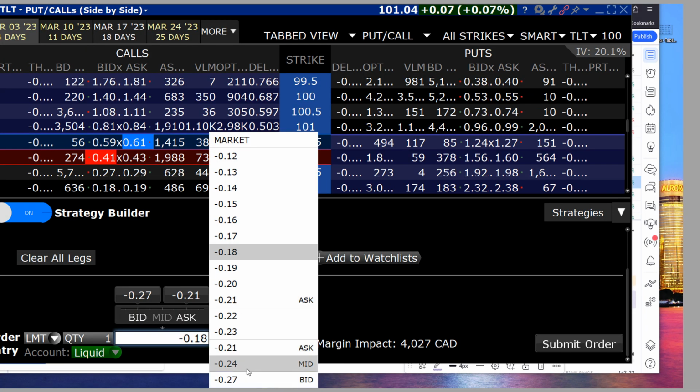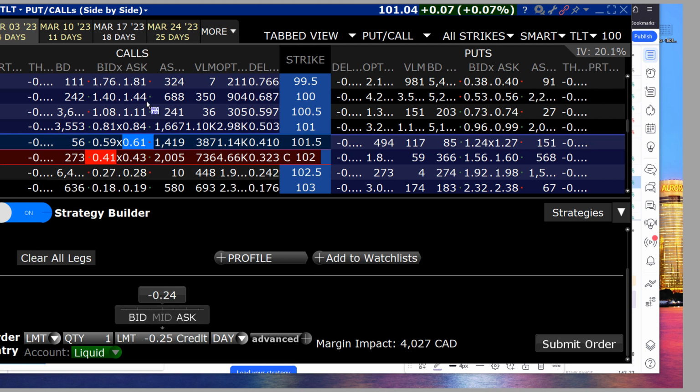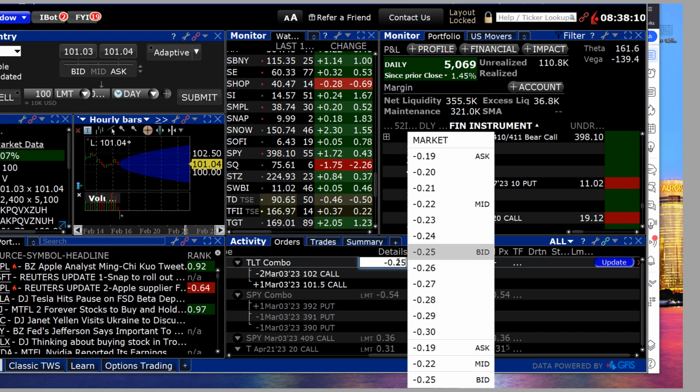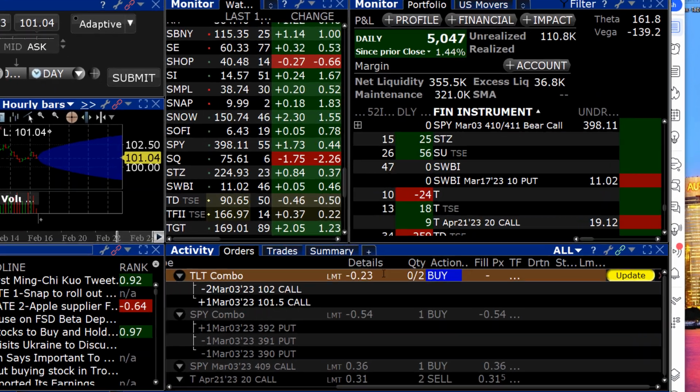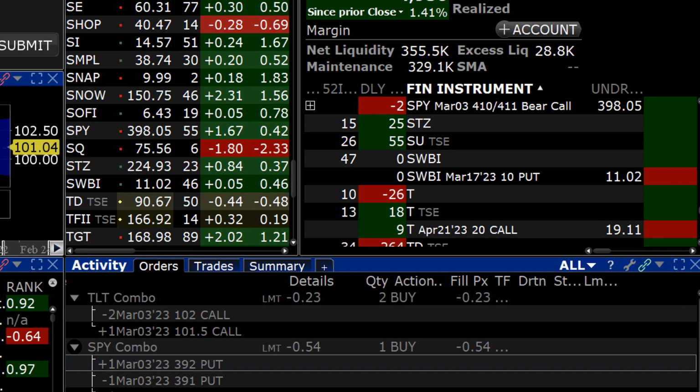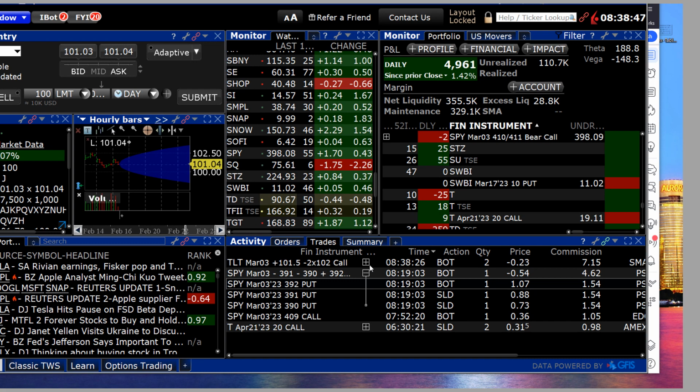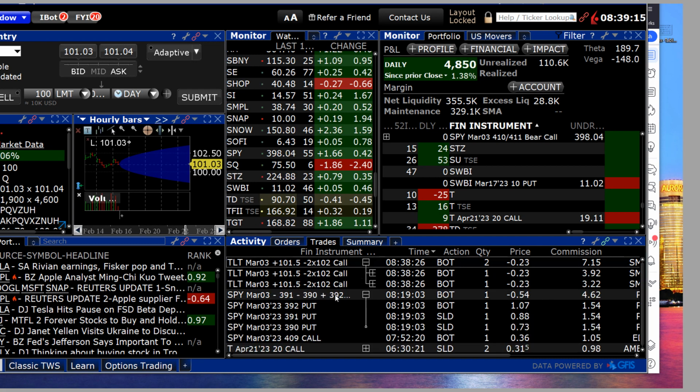Okay, so maybe I'll start with 25 as my credit. And because this is a smaller ETF, I'm going to choose 2 as my quantity. Okay, I'm going to drop this down to maybe 23 cents. Order filled. Okay, so my TLT bear ratio spread has been filled as well. So hopefully SPY doesn't go down too much and TLT doesn't go up too much. Let's see how things play out by the end of this week.